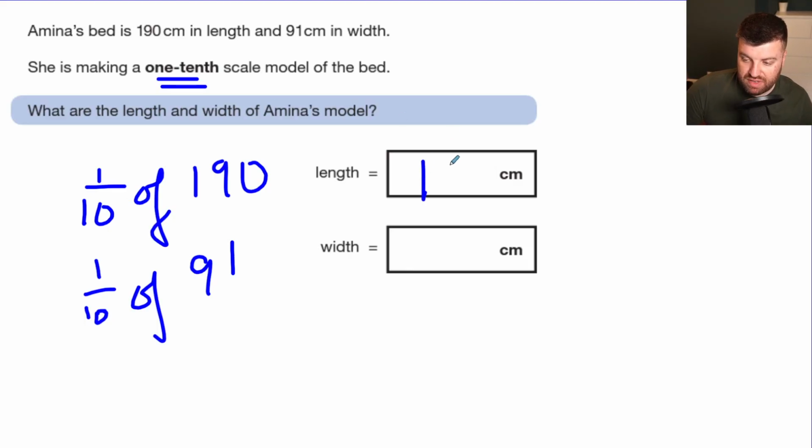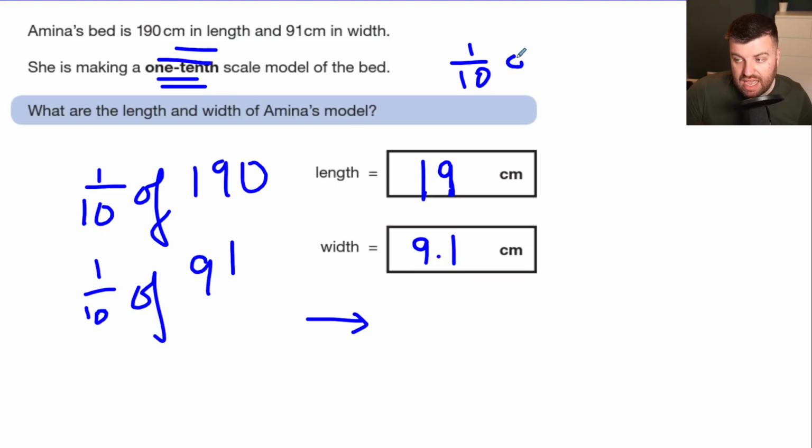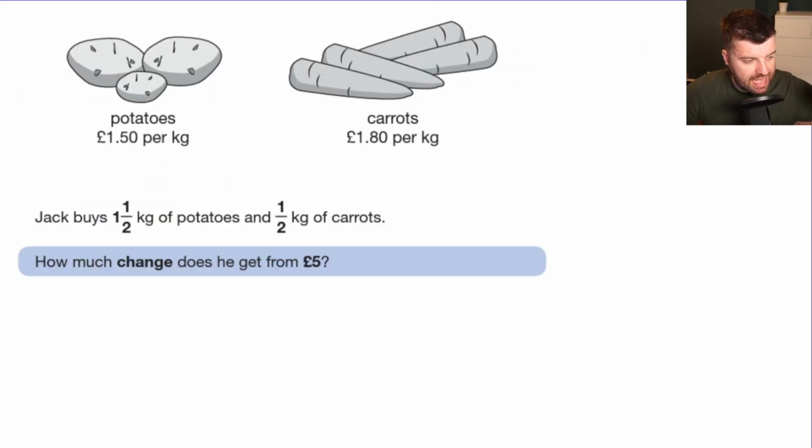So 190 divided by 10 is 19 centimeters. 91 divided by 10, we go past the decimal place to 9.1 centimeters. I put that in there because it's important to know 1/10 is the same as obviously 1/10, and then a fraction of an amount, we just divide by denominator. We're nearly there. Come on, the ultimate guide. So much help here. Potatoes cost £1.50 per kilogram and carrots are £1.80 per kilogram. Jack buys 1.5 kilograms of potatoes and half a kilogram of carrots.